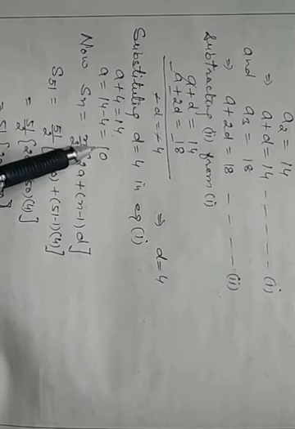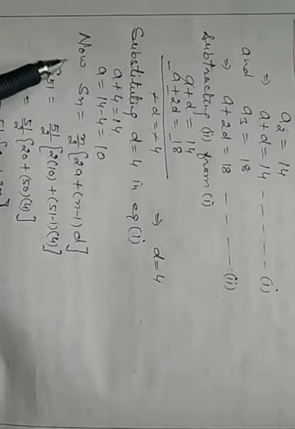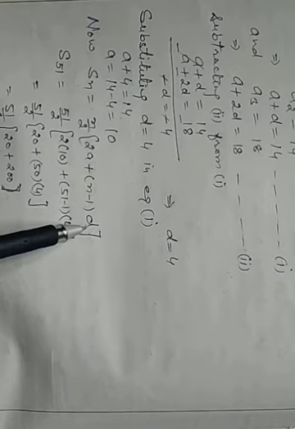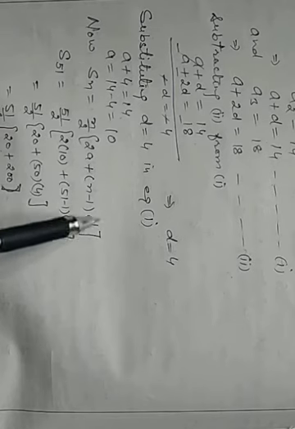We know the first term. We know the common difference. Now we have to find the sum of 51 terms. Sn is equal to n by 2, 2a plus n minus 1 into d. We are using this. Why? Because we don't know the last term. We know the first term, but we don't know the last term. That's why we are using this formula.